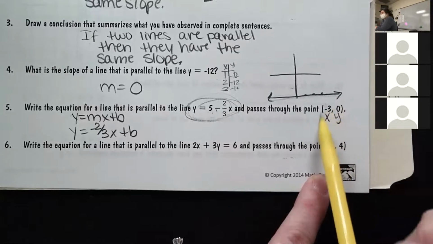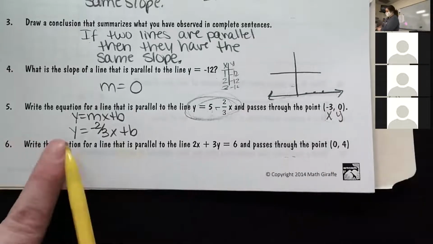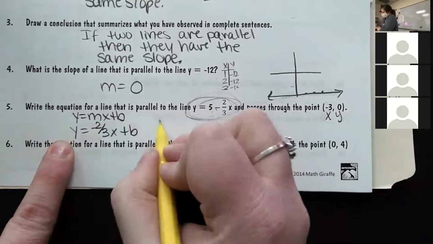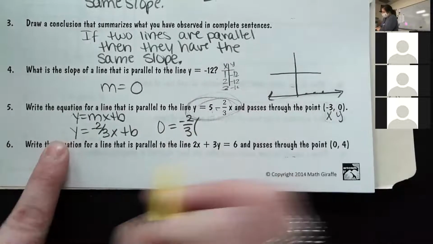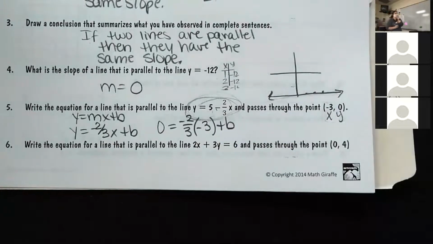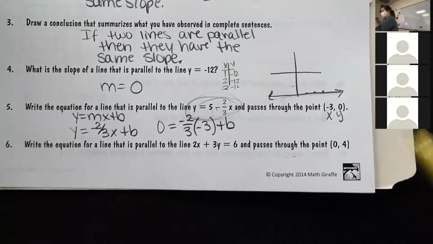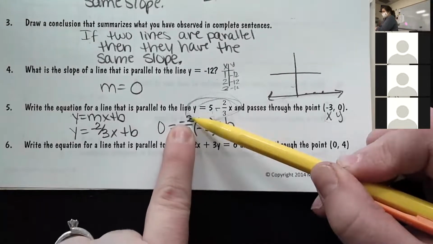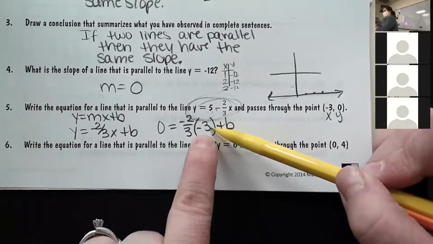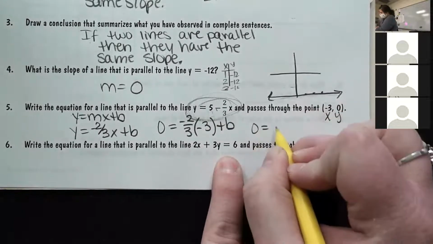Can I put x in for x and y in for y? Yeah, let's try it. What's y? y is 0, so I'm going to plug in 0. So I have 0 equals -2/3 times -3 plus b. Well, what's -2/3 times -3? What's 2/3 of 3? 2. If you can't remember how to do that: numerator, -2 times -3 is +6, divide by 3, 2. So I have 0 equals 2 plus b.